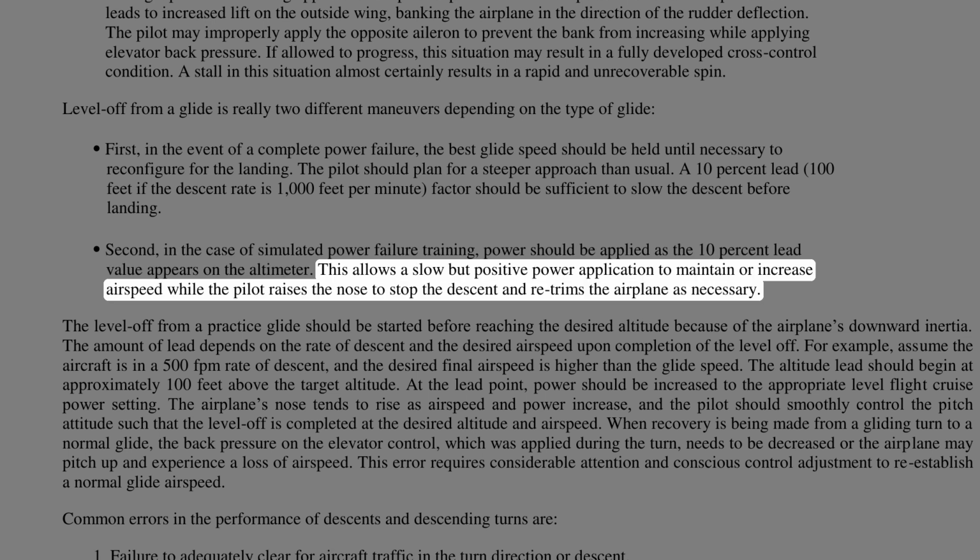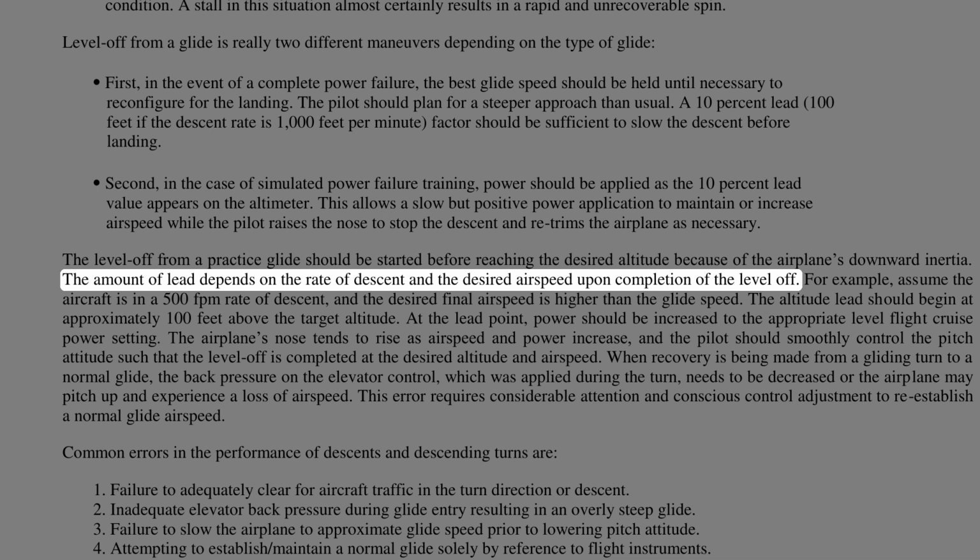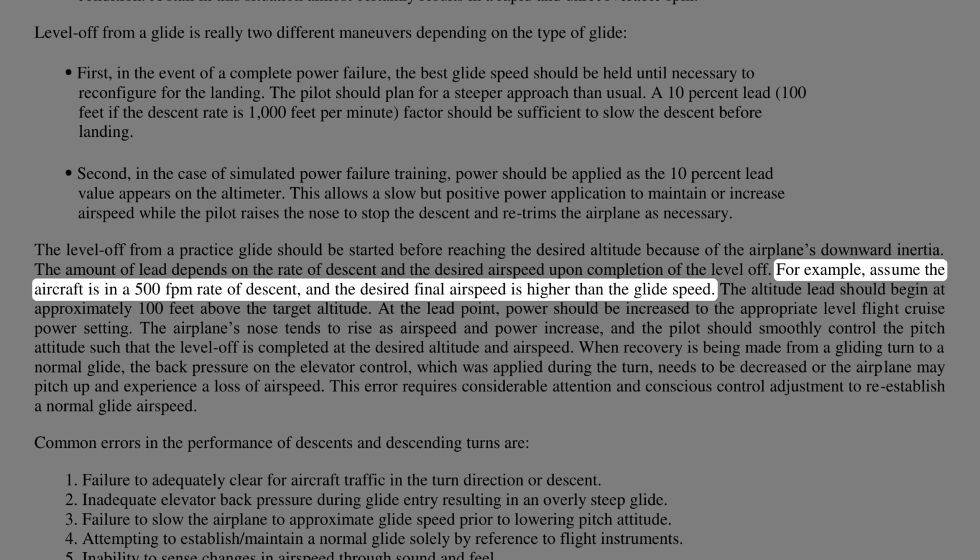This allows a slow but positive power application to maintain or increase airspeed while the pilot raises the nose to stop the descent and retrims the airplane as necessary. The level off from a practice glide should be started before reaching the desired altitude because of the airplane's downward inertia. The amount of lead depends on the rate of descent and the desired airspeed upon completion of the level off. For example, assume the aircraft is in a 500 fpm rate of descent, and the desired final airspeed is higher than the glide speed.